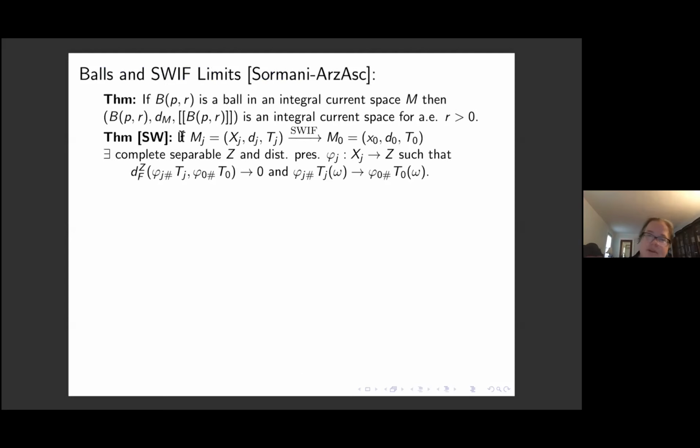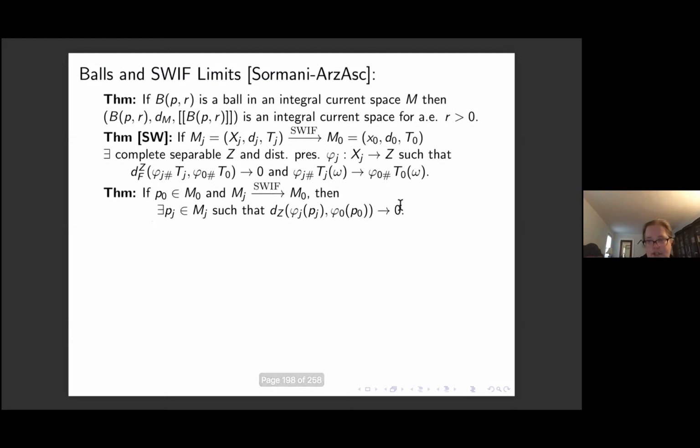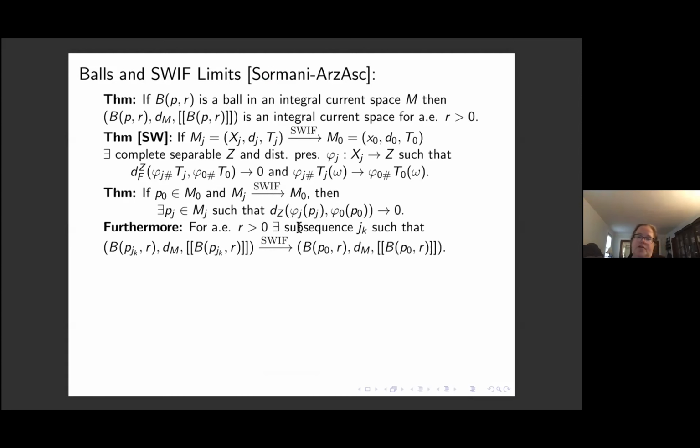In the paper with Wenger, we have that if M_j SWIF converges to M_0, there's this complete separable space, and all of them converge inside that space. So I'm going to use that one again. If p_0 is in M_0 and M_j SWIF converges to M_0, we have the points converging inside this space, using this collection of phi_j's. These are all three theorems you already know, and I want to put them together. So for almost every r, there's a subsequence j_k such that the subsequence of the balls SWIF converges to the limit ball.